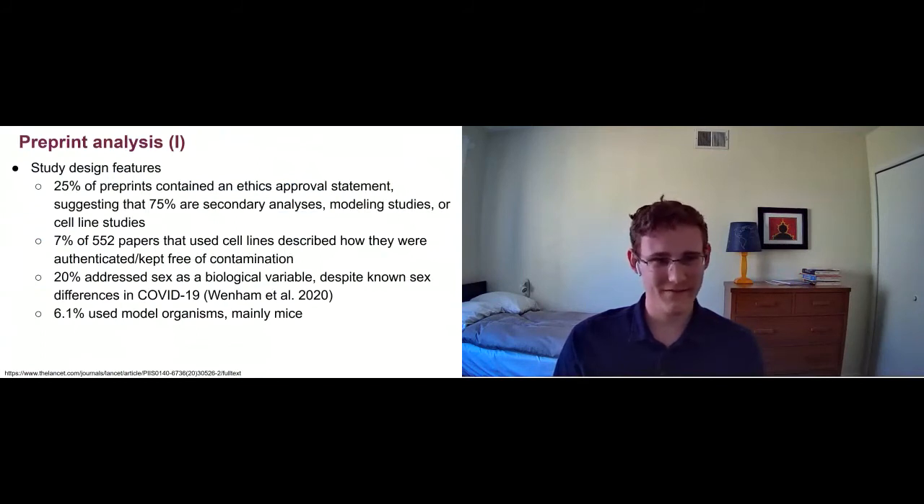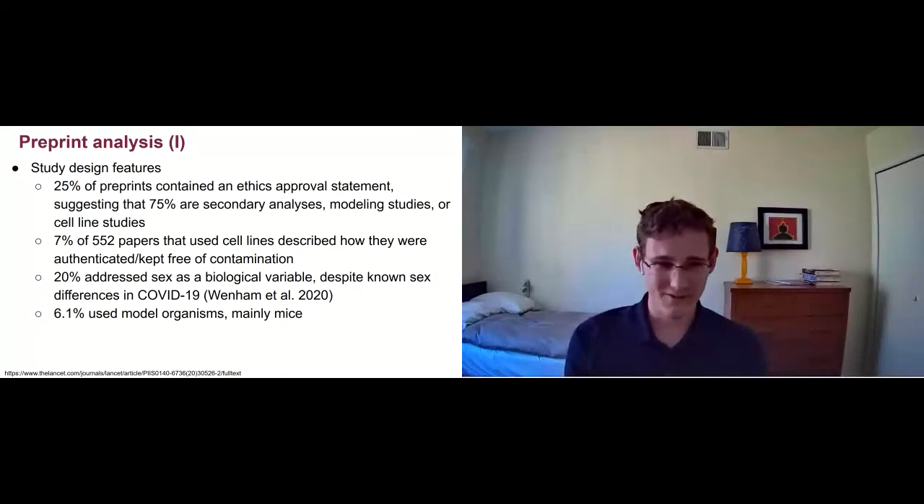So we analyzed a few thousand preprints, and this is what we found. About a quarter of the preprints contained an ethics approval statement, which suggests that the majority of papers are secondary analyses or modeling studies, not primary studies. And only 7% of the papers that use cell lines described how they were authenticated or kept free of contamination.